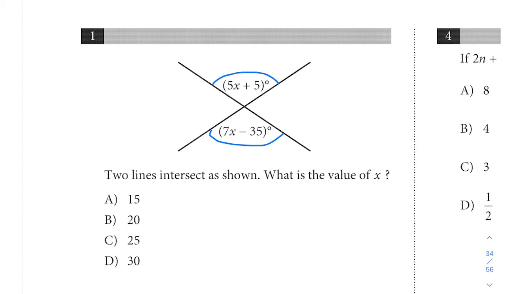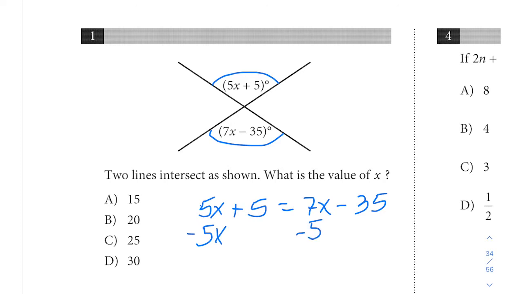So what we do to solve this is we set those two expressions equal to one another. 5x plus 5 equals 7x minus 35. And from here we combine like terms. If you subtract 5x from both sides, you'll end up with a 2x over here.